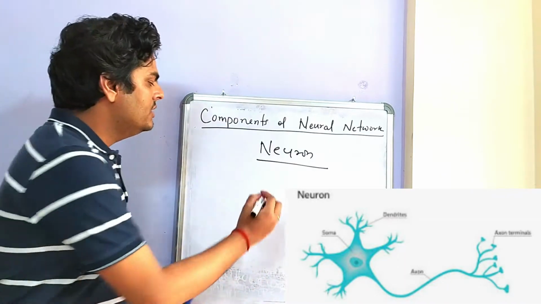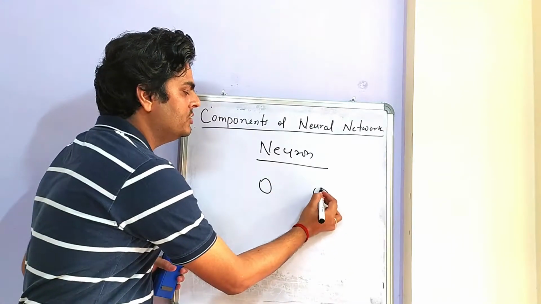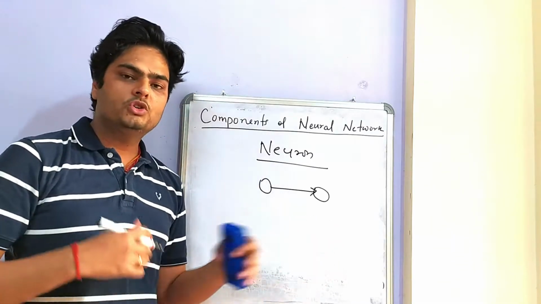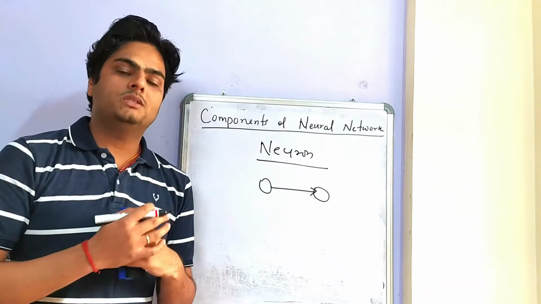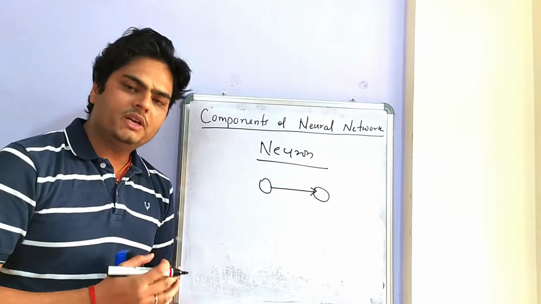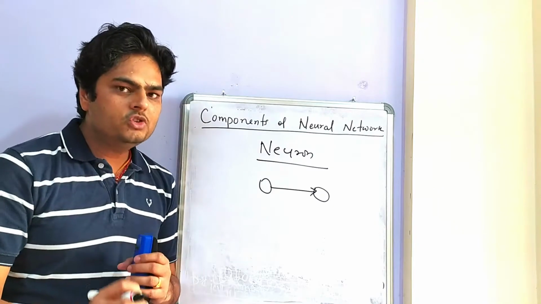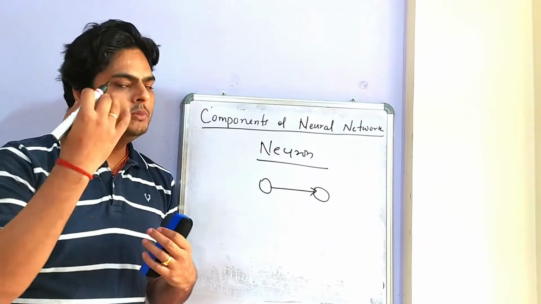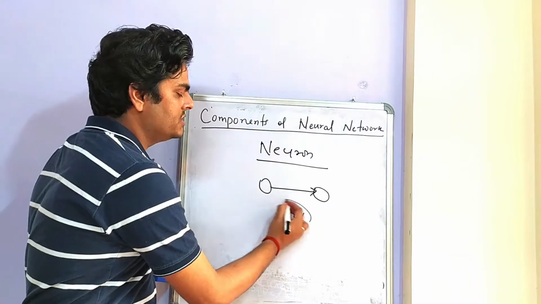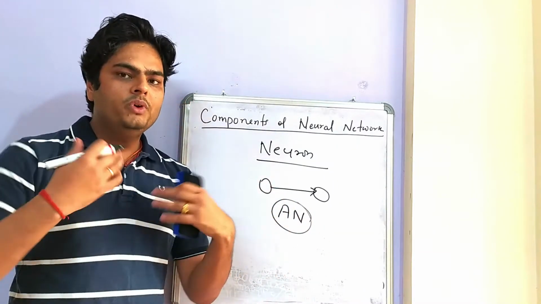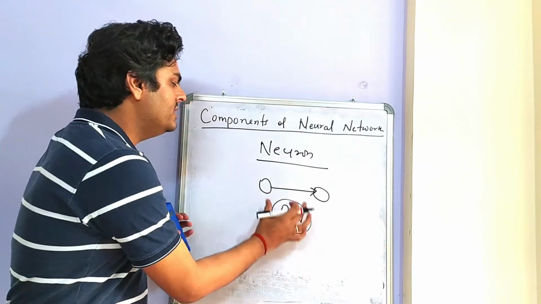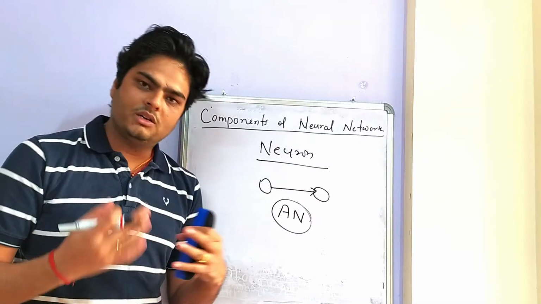Now, this is neuron 1 and this is neuron 2. Then there has to be a communication between these two neurons so that we get our intelligence. What is the job of an artificial neural network? The job is to mimic the behavior of the human brain. So we create something known as artificial neurons and we try to create a system in which these artificial neurons can communicate with each other.